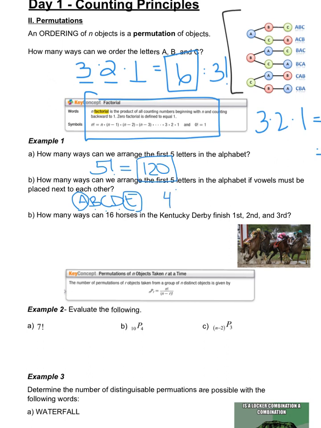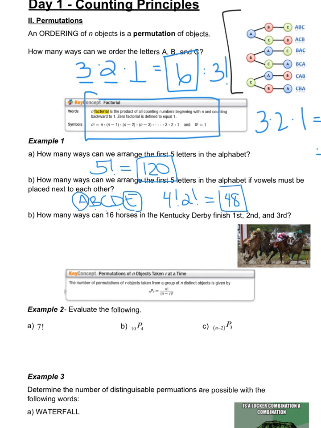which is 4 objects. So we have 4 factorial ways to arrange those. But then keep in mind our vowels we can arrange in 2 factorial ways. So 4 times 3 times 2 is 24, times 2 times 1 is 48 ways. So there are 48 ways to group these 5 letters, assuming the vowels are grouped together. Keep in mind that's less than the letters by themselves, as we did in part A, because our vowels have to be grouped together.